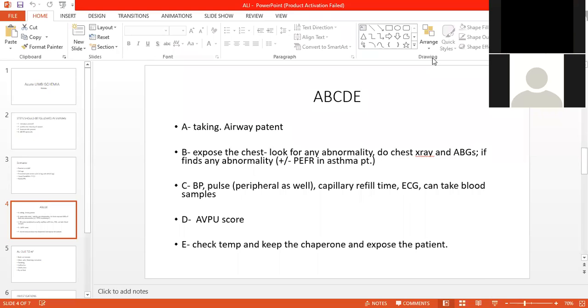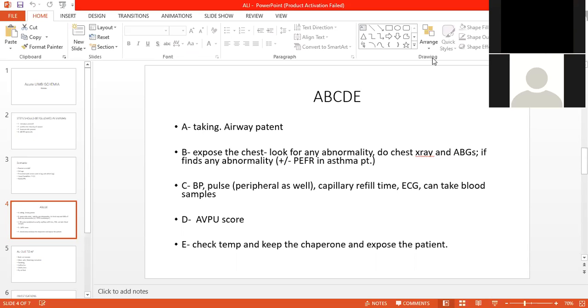If he is responding, it means voice, it's fine. And if he is not responding to his name or her name, then you will go for P. P is painful stimulus. You will put the pressure on the supraorbital ridge and you'll see the facial expression if he is responding to the pain or not. So you will know the conscious state of the patient.